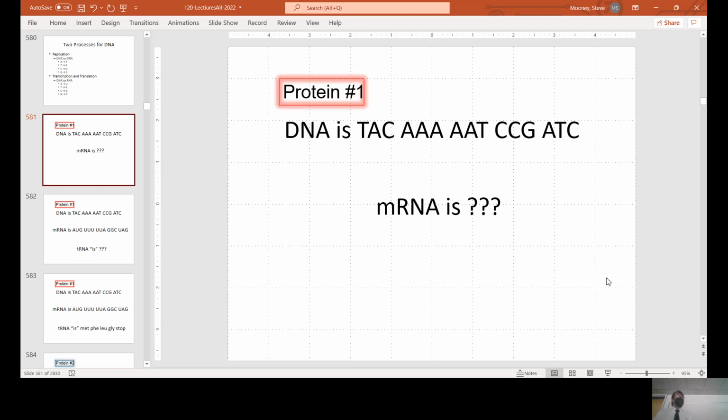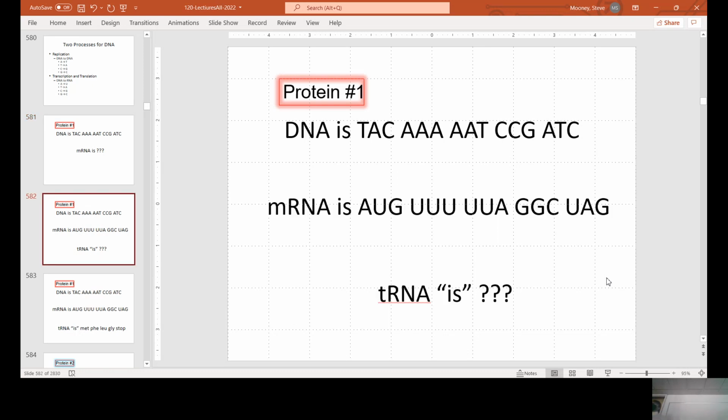So what does that RNA look like? T pairs with A, A pairs with U, C pairs with G. What do we got here? U. Does everybody follow that logic? So we're just bringing in the corresponding pairs going across.